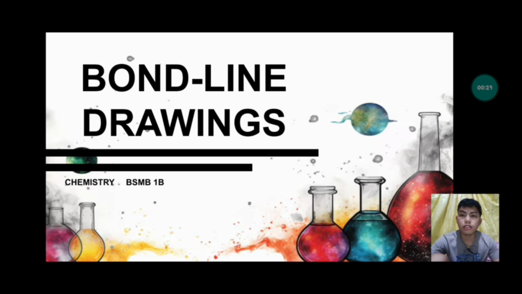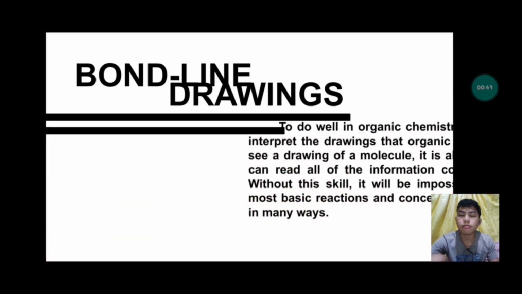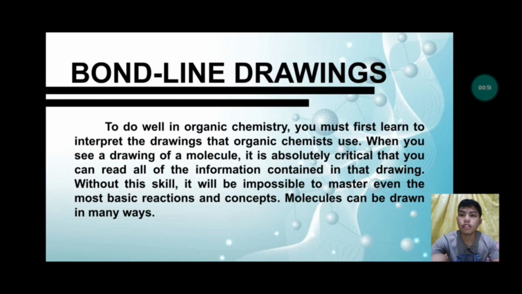So what is the bond line? Basically, bond lines are a representation of molecular structure in which covalent bonds are represented with one line for each level of bond order. And here, bond line drawings.